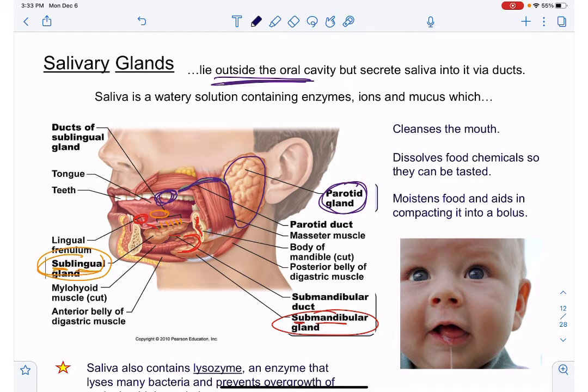So what is saliva? Well, saliva is a watery solution. Any solution prepared by the body is going to be mostly water, and it's going to contain ions, enzymes, mucus, and it has multiple different functions. It's going to cleanse the mouth. It's going to dissolve food chemicals so they can be tasted. It's going to moisten the food, which helps in mechanically breaking it down and preparing it into a bolus.